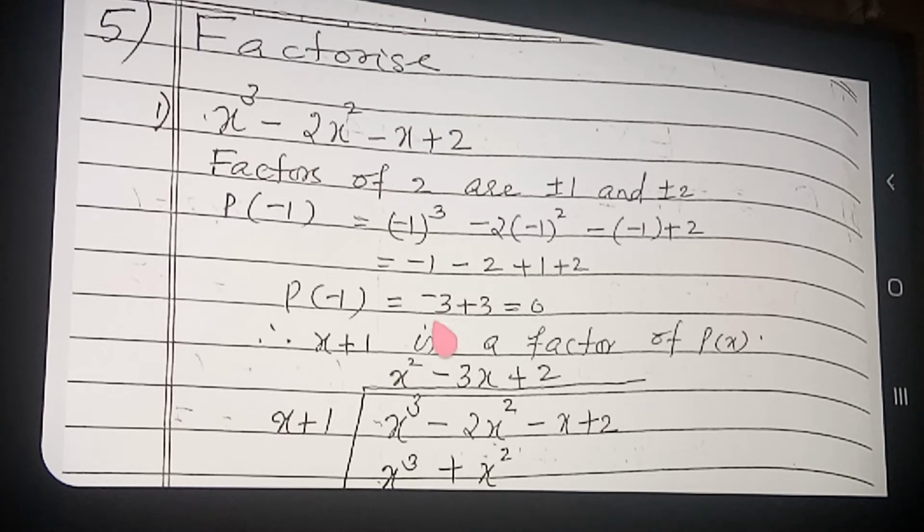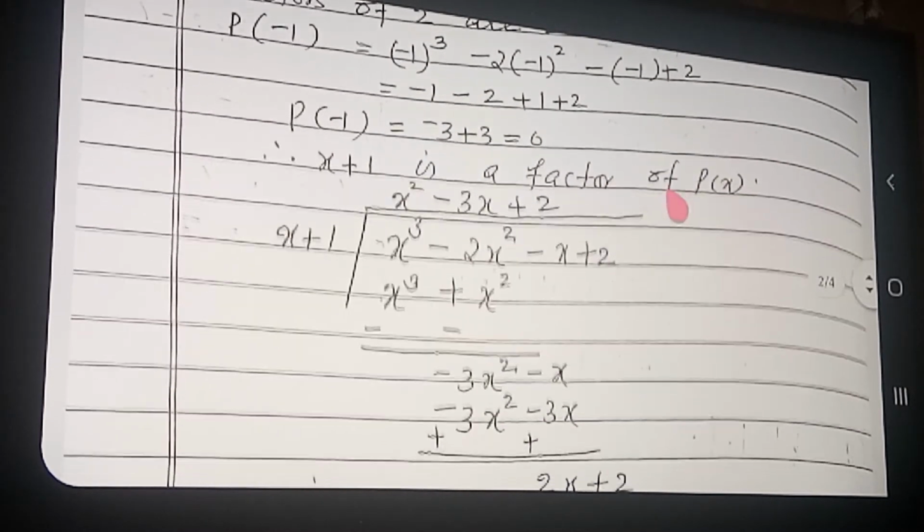So minus 1 the whole cube, how much coming? Minus 1. Here minus 1 the whole square is plus 1 only, plus 1 into minus 2 is minus 2. Here 2 minus coming, so plus and 2. Positive numbers added together and negative numbers added together. So how much did we get? 0. So p of minus 1 is 0, no? P of minus 1 is 0, then what is a factor? x plus 1 is a factor. Okay, x plus 1 is a factor.